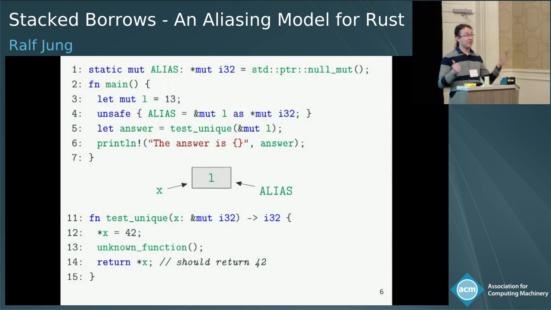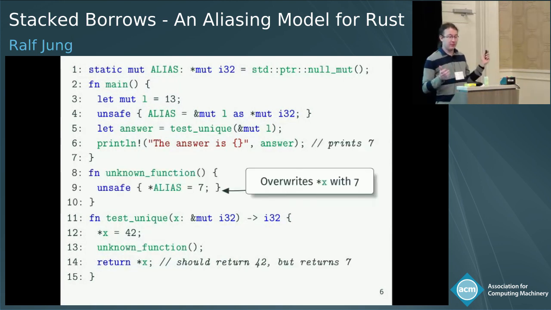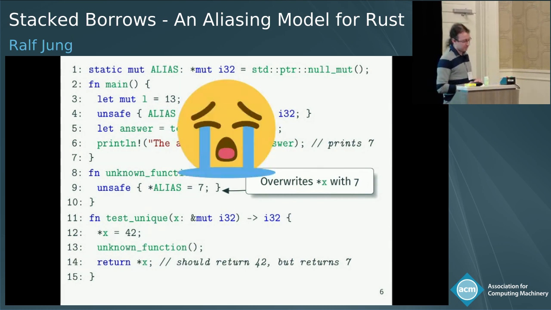And so some of you probably guessed it, the next thing we're going to do is implement this unknown function using the alias to write into L, thus overwriting what is in x. So when we run this program, it prints 7. But if we do the optimization, we change program behavior to 42. So it's an incorrect optimization. And that's very sad.